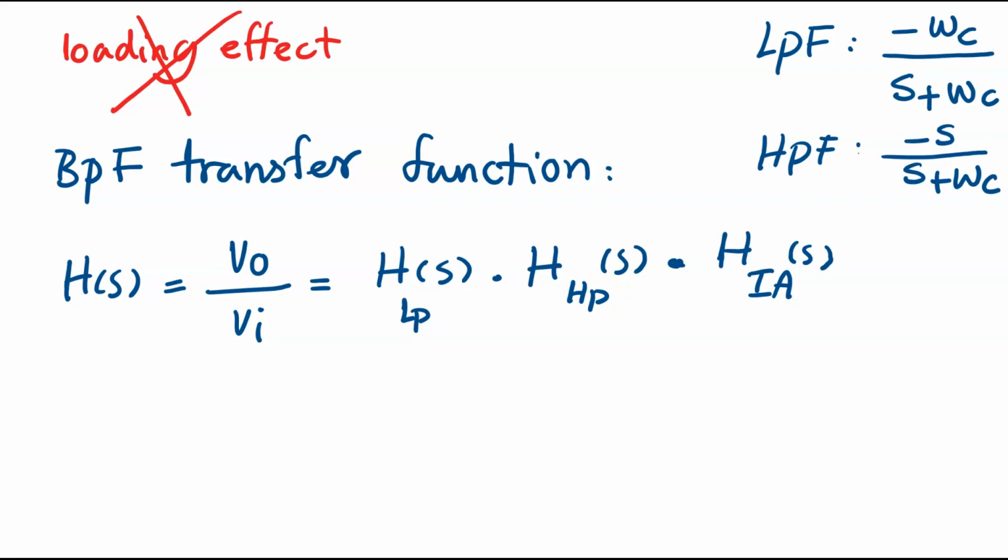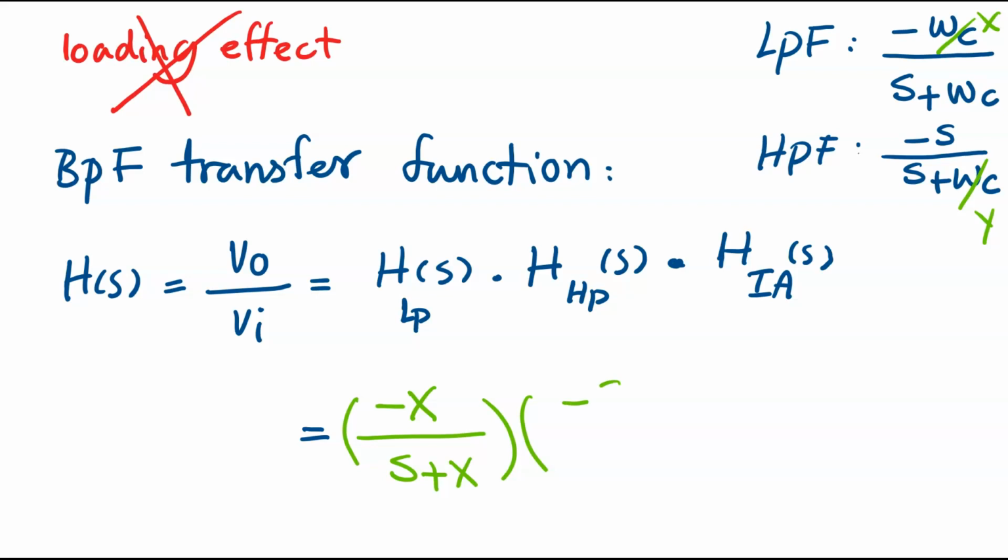Okay, so I'm going to complete here what I have for my transfer function. The low pass filter transfer function has a cutoff frequency equal to x. So I'm going to have minus x divided by s plus x. The gain is equal to 1. The high pass filter has a cutoff frequency equal to y. So I'm going to have minus s divided by s plus y. And finally, I have the transfer function of my inverting amplifier, which is simply minus RF divided by RI.